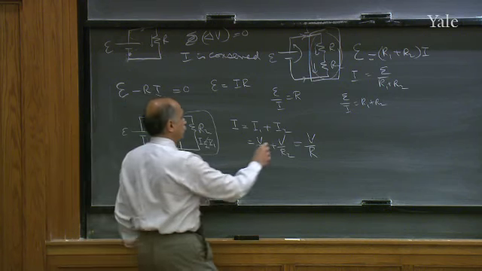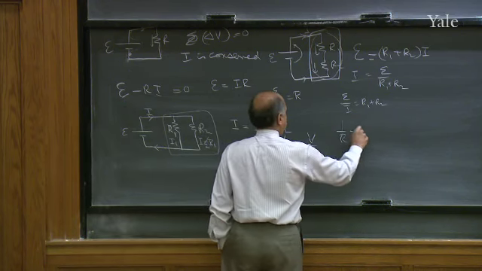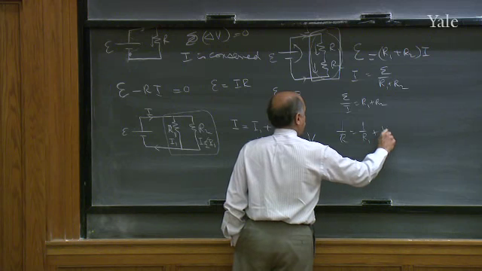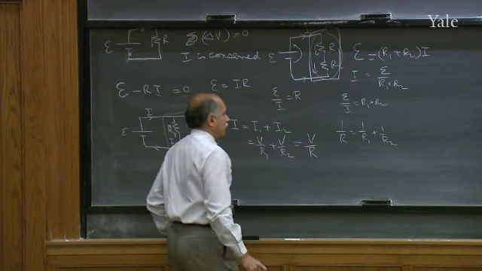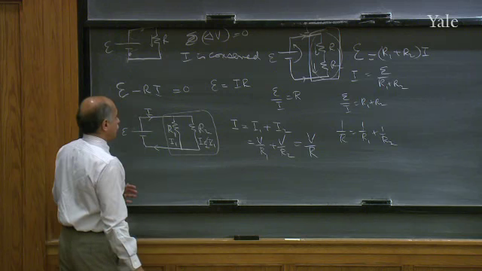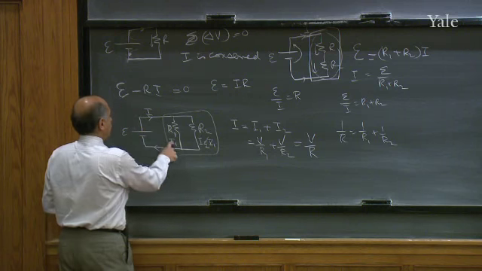If you compare the two, you find 1 over R is 1 over R1 plus 1 over R2. I mentioned this just to tell you that it comes from current conservation, where I used I is I1 plus I2.